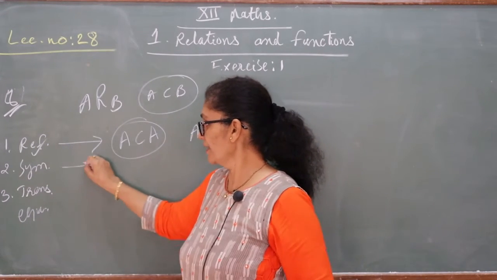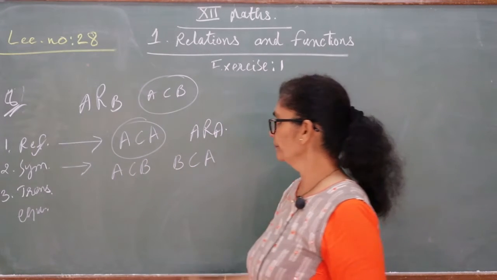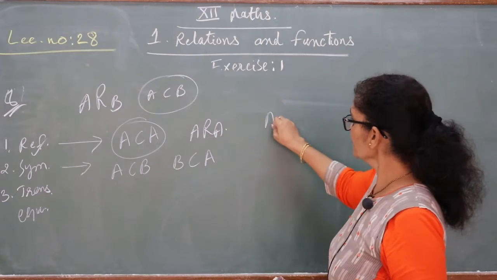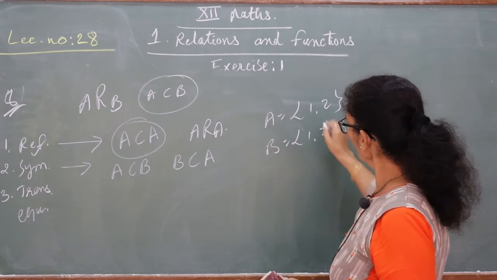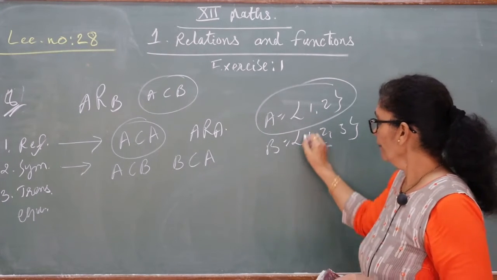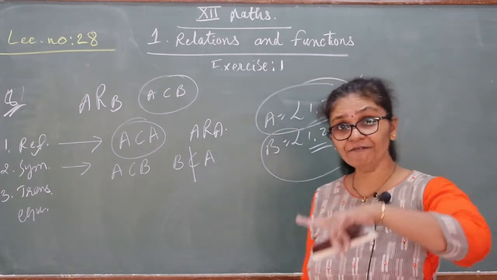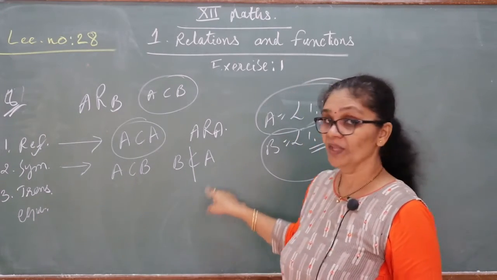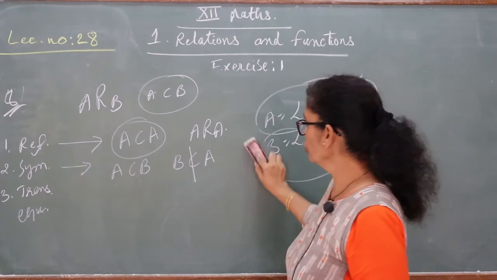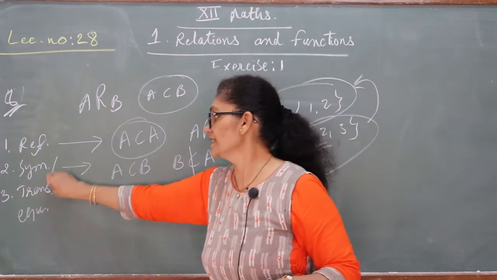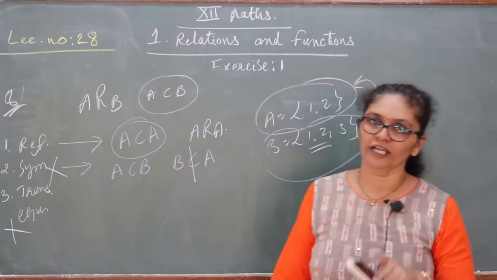Now the question arises for symmetric. If I say A is a subset of B, can we say B is a subset of A? No. Why? Because let's take 2 elements 1, 2 in A. Now if I take B as 1, 2, 3, then all the elements of A are in B, but not all the elements of B are in A. So this is not true. If both A subset B and B subset A are satisfied, then you can say A and B are equal, but here it is not mentioned, so it is not symmetric. The second property is not satisfied, which means this relation is not an equivalence.